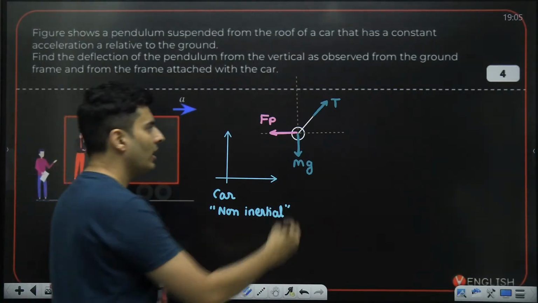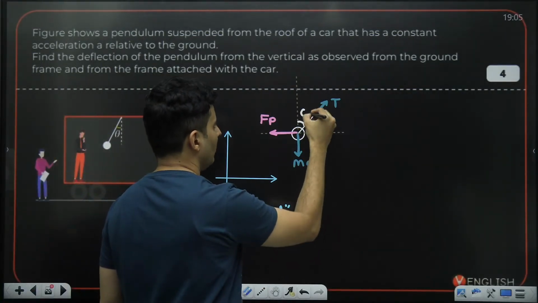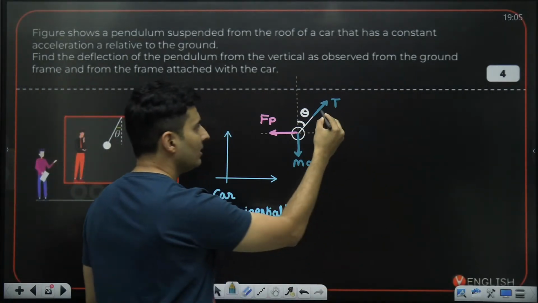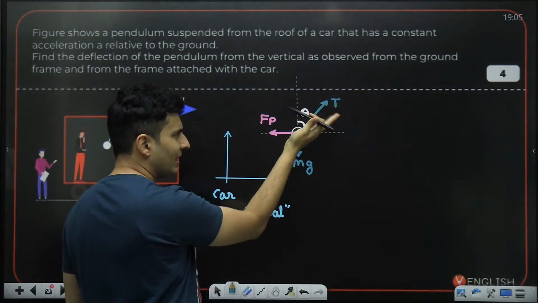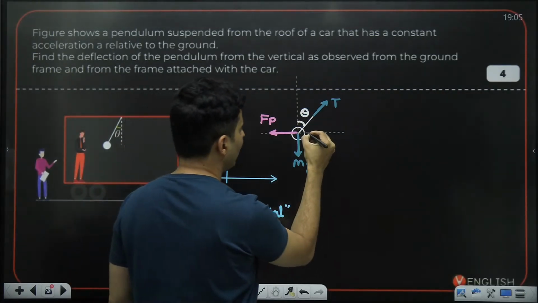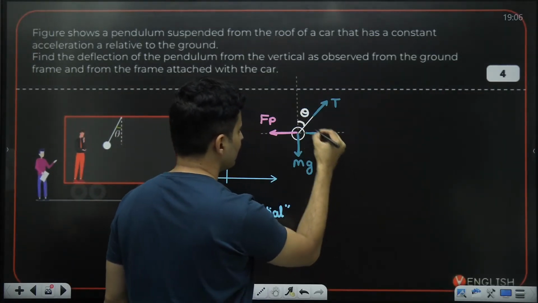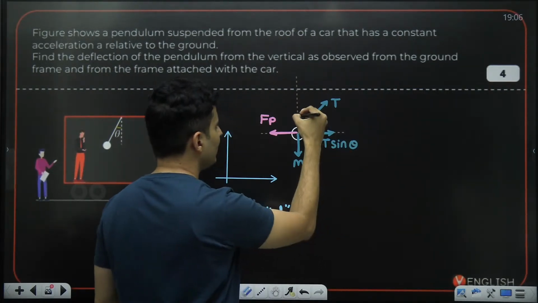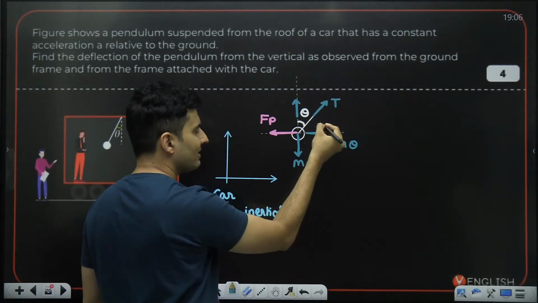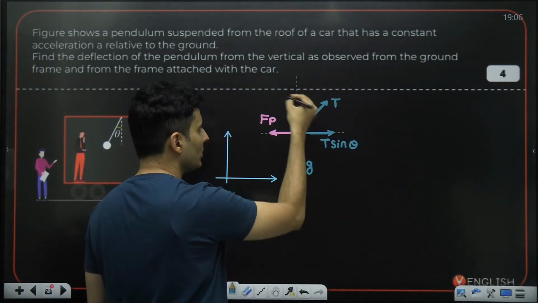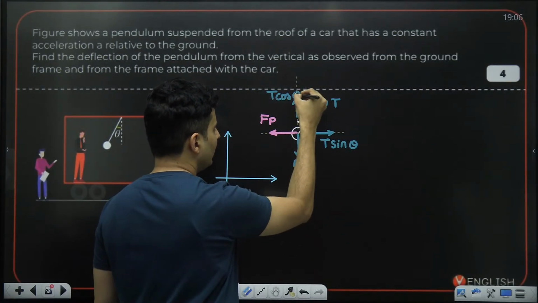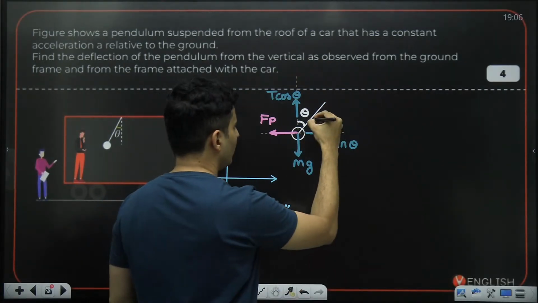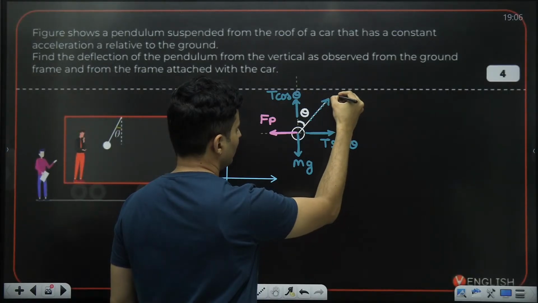Alternate angles. So 100% this angle is also going to be theta. Okay. So now it makes sense to actually split the tension, because that is the only force in a weird direction, into two directions. One component like this, which will be away from theta, that will be T sine theta. The one which will be closer to theta, C for cos, C for close, so T cos theta.